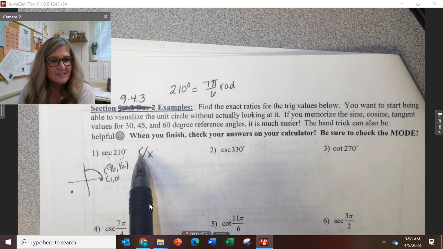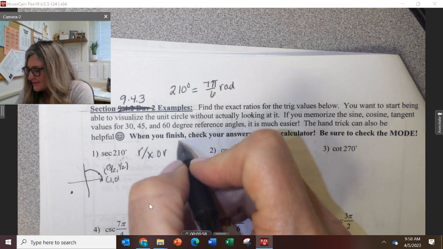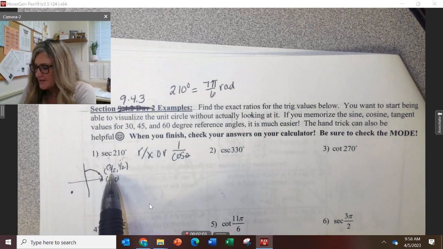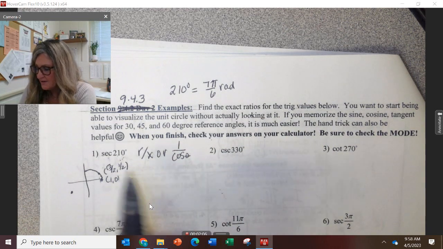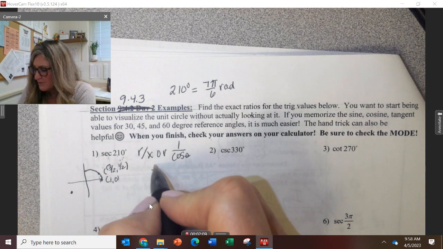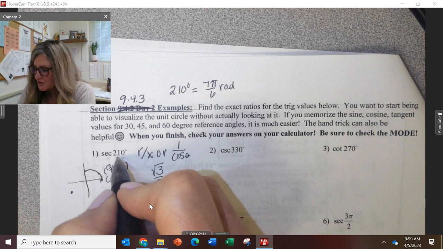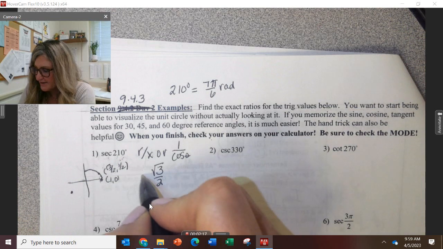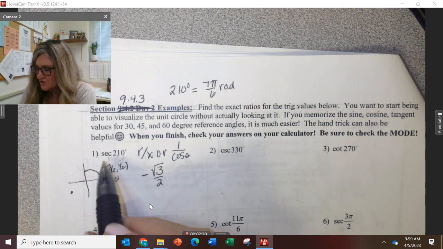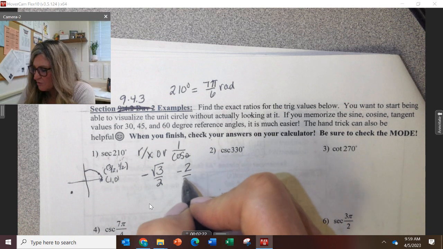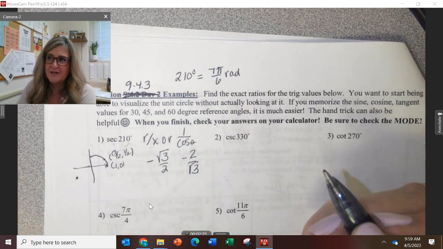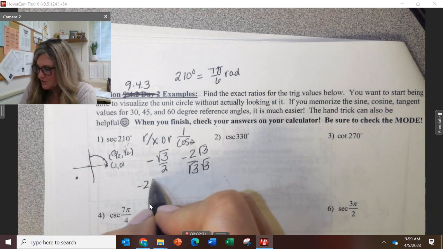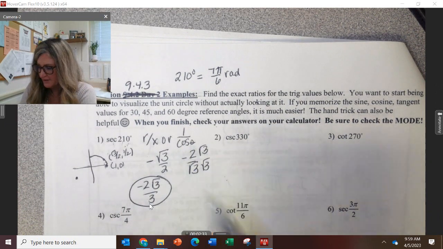Yes. Secant is r over x, or it's 1 over cosine of the angle. Well, right here, this is going to be the cosine of 210. The cosine would be radical 3 over 2. But for 210, is x going to be positive or negative? Negative. That would be cosine. So to find secant, I would have to flip this over. And then what do we have to do with it? Rationalize it. And so we're going to get negative 2 radical 3 over 3.